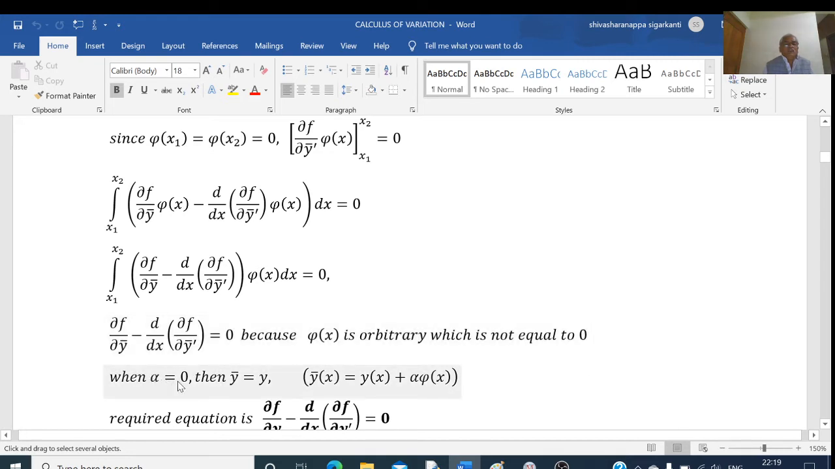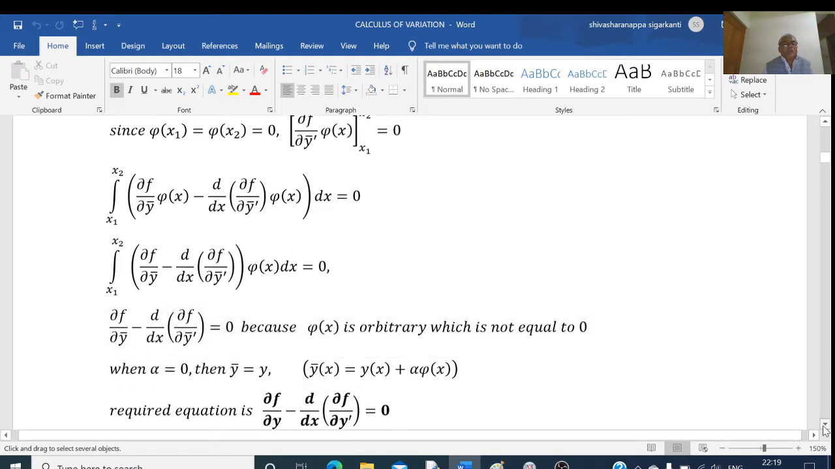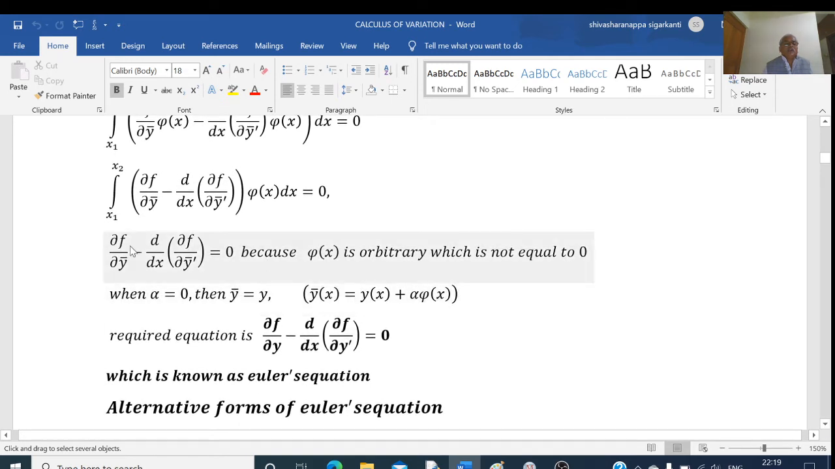And when alpha is equal to 0, then we have y bar is equal to y. So therefore here, replacing this y bar by y, we write this equation as dou f by dou y minus d by dx of dou f by dou y dash is equal to 0. This equation is known as Euler's equation. So this is the necessary condition for a given functional to be optimum.